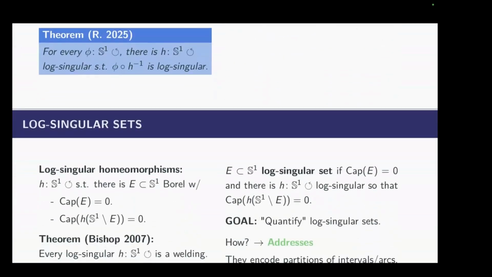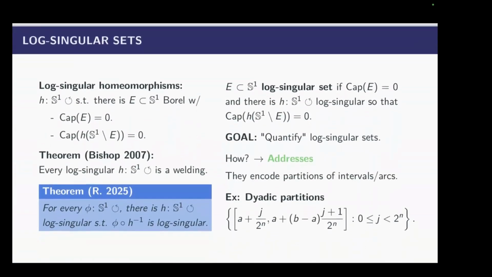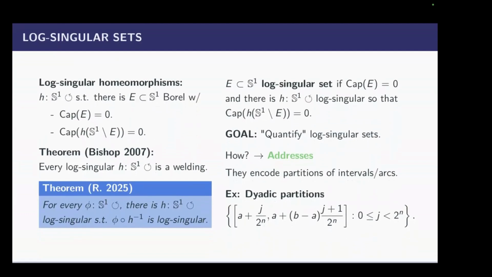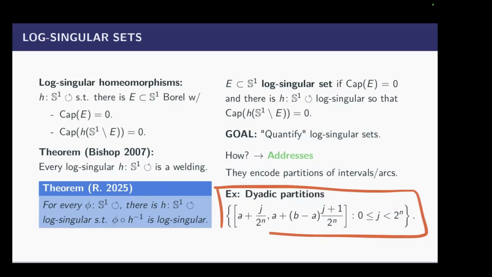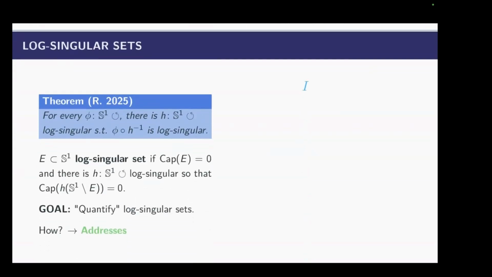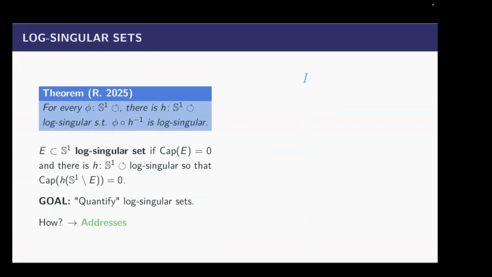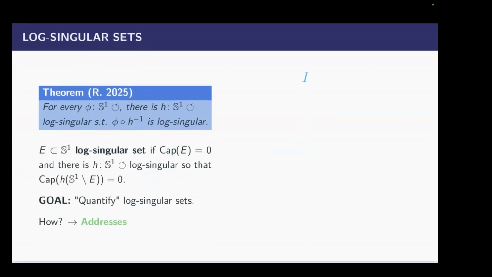To do that, what I did was introduce what I call addresses. To think about addresses, you can think about the dyadic partitions. You can also think of it from a symbolic dynamics point of view. Let me explain what an address is by using first a picture, and then I'll give you a definition and the properties that I need the partition to satisfy.